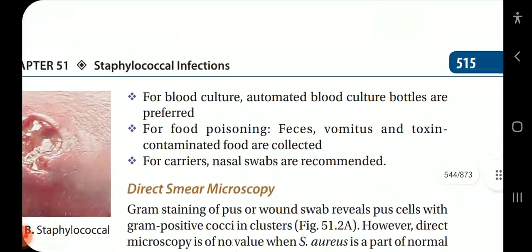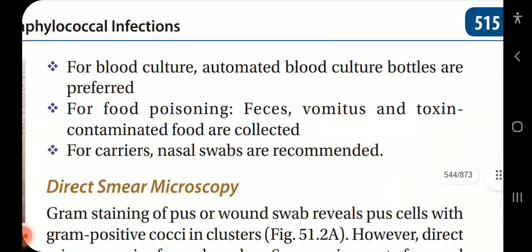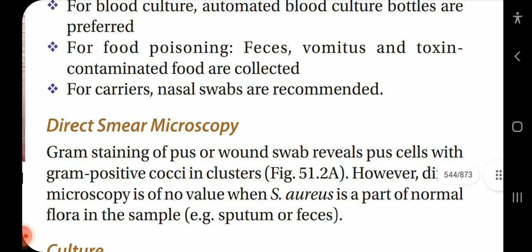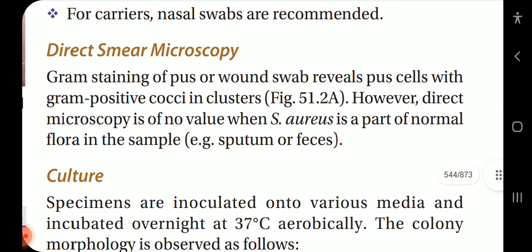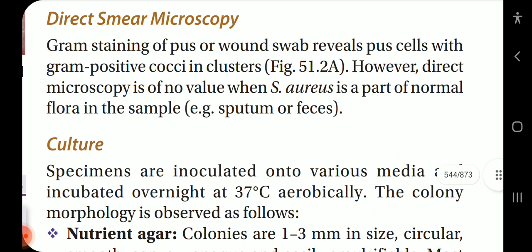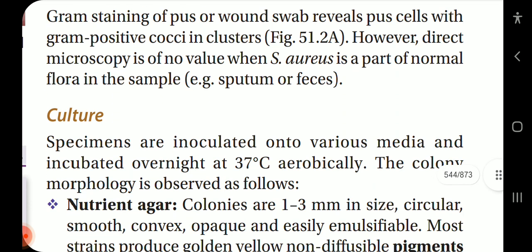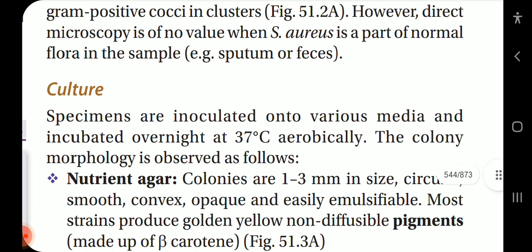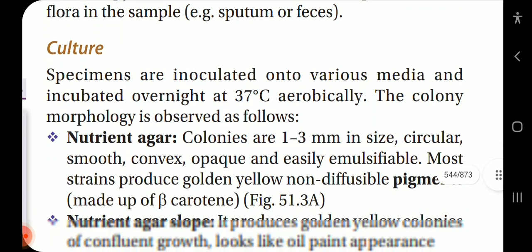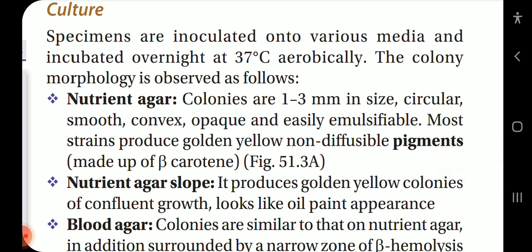Okay. Now, for the sample for blood culture, automated blood culture bottles are preferred. For food poisoning, feces, vomitus and toxin-contaminated food are collected. For carriers, nasal swabs are recommended. Direct smear microscopy: Gram staining of pus or wound swab reveals pus cells with gram-positive cocci in clusters. However, direct microscopy is of no value when Staph aureus is part of the normal flora in the sample, for example, sputum or feces. Cultures: specimens are inoculated onto various media and incubated overnight at 37 degrees Celsius aerobically.